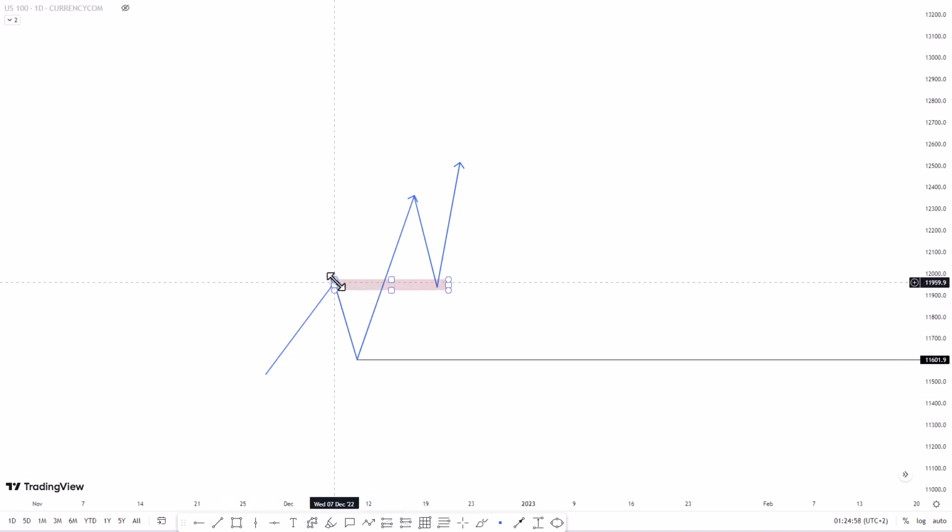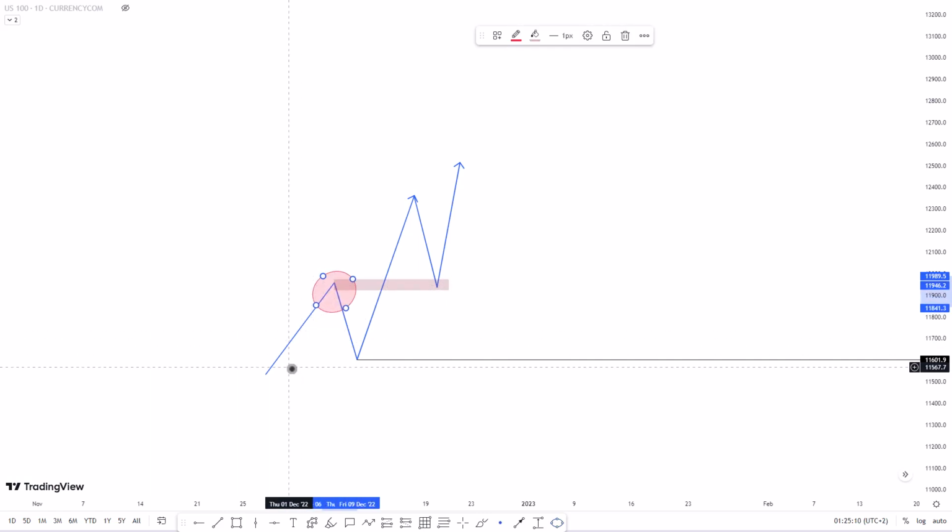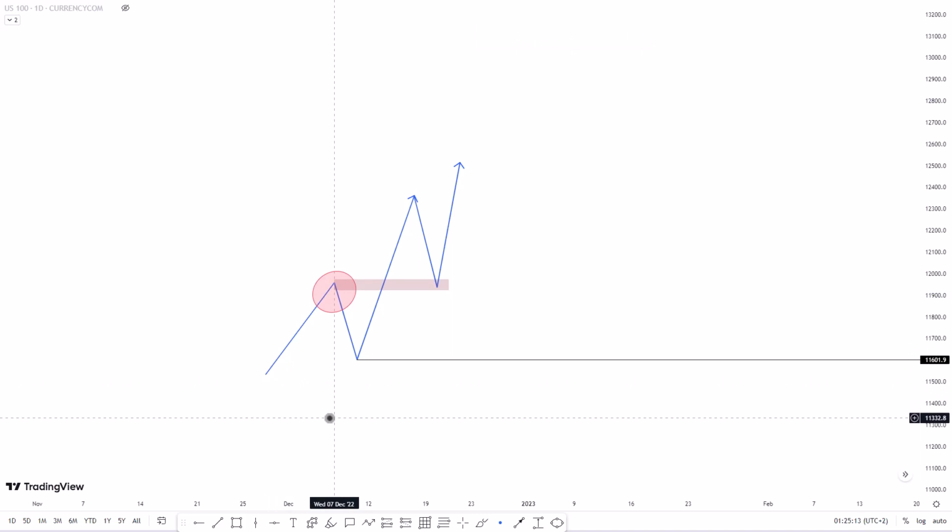So here we have a zone. What you have to do is study the transition zone you have here, where the market changed from an uptrend to a downtrend. I'm using a bullish scenario. So if we are bearish, we'll be looking for where the market changed from a downtrend to an uptrend. This time we are bullish, so we are looking for a zone where the market changed from an uptrend to a downtrend.